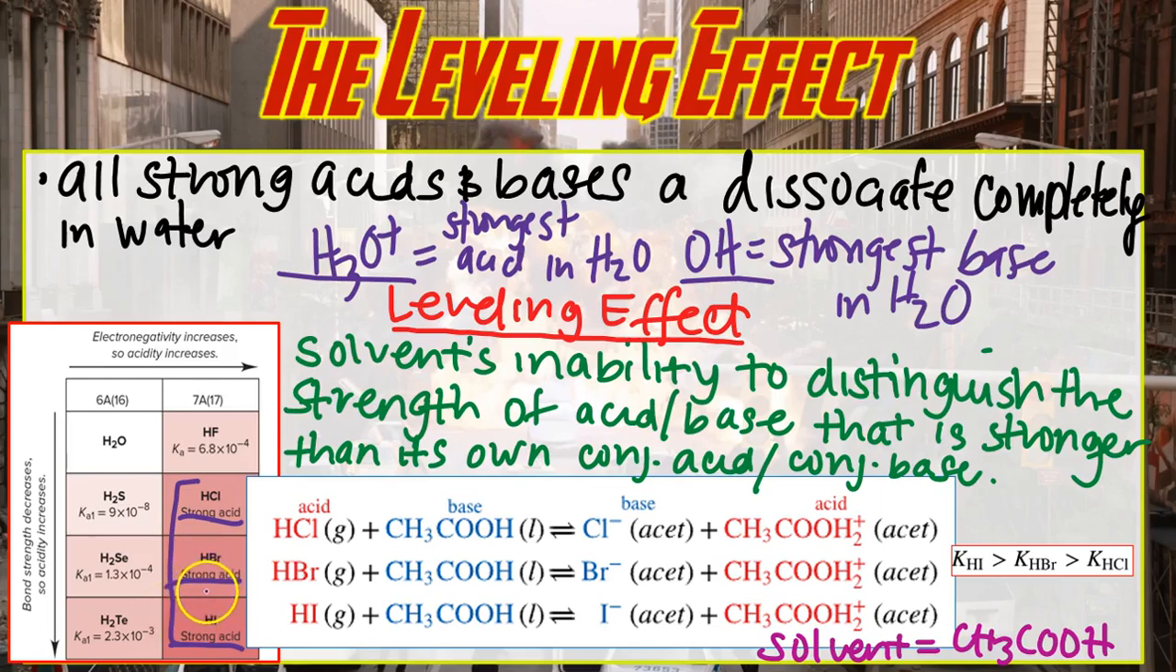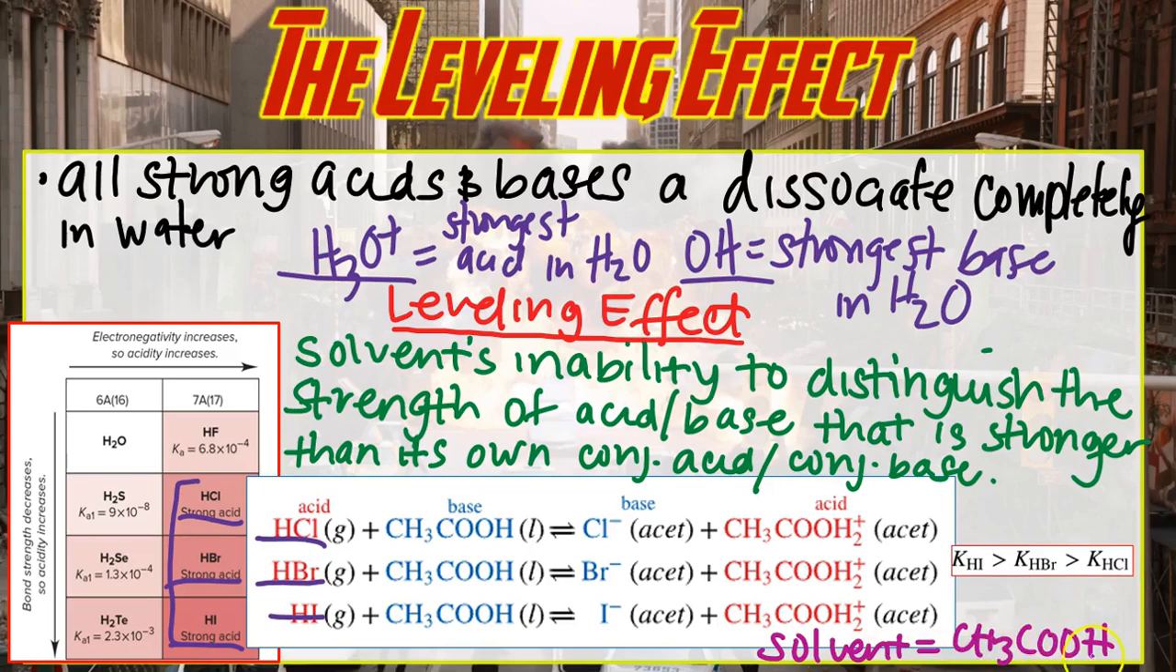The leveling effect in water is going to make it hard to distinguish between any of these strong acids and also hard to distinguish between strong bases. So how do we distinguish between them? Well, what we need to do is find a solvent that has the ability to allow each of these acids to donate a proton. And the extent of how they donate a proton is going to give us that acid strength. So what we did is you have to get a brand new solvent, and the brand new solvent is going to be pure acetic acid, for example.